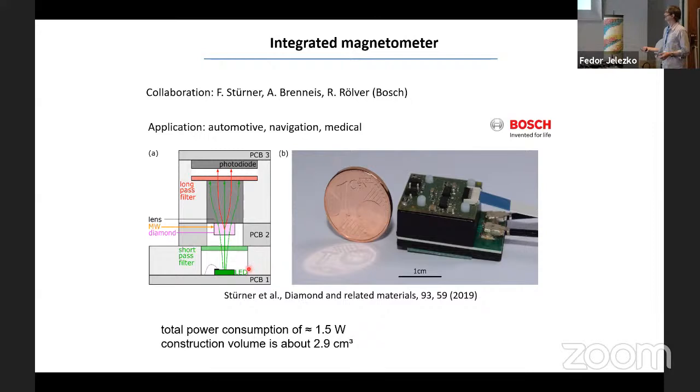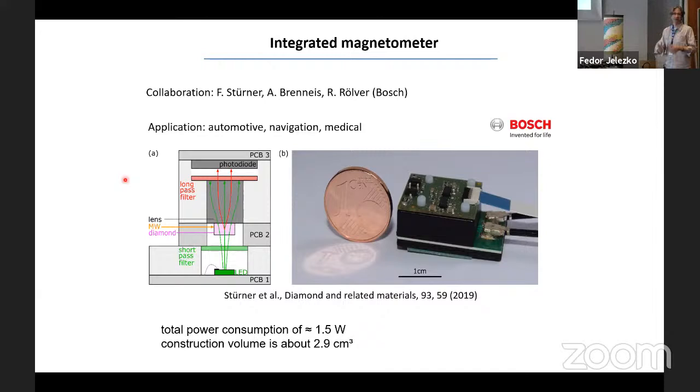It has a laser. In this case, it was the LED. So you don't need a laser always. It can use the LED if you don't need to focus it so tiny. Then you have a piece of diamond with NV centers, an integrated lens, and it comes to the photodiode. And so this all is kind of sandwiched in the PCB, and this is the device.